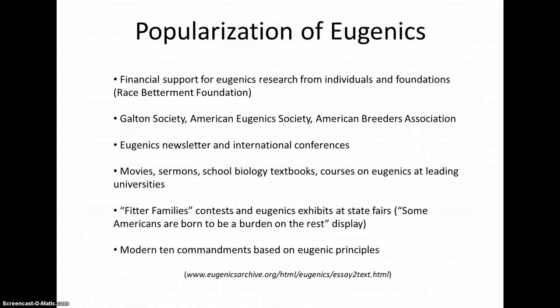Eugenics was popularized by financial support from individuals and foundations. There were societies and associations that began and worked towards eugenics and its principles. They had newsletters and international conferences. This spilled over into the movies, the church sermons, the textbooks in school biology courses, and university courses as well. When you went to the state fair, there was a Fitter Families contest and billboards stating some Americans are born to be a burden on the rest. And there was a modern 10 commandments based on eugenic principles that was published.